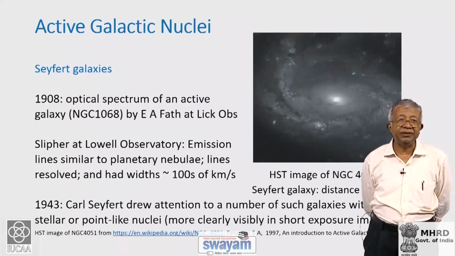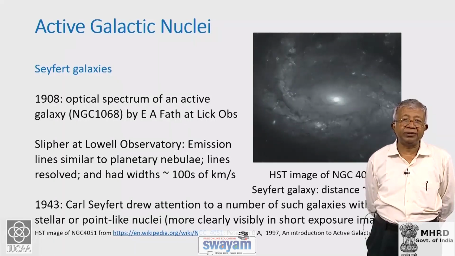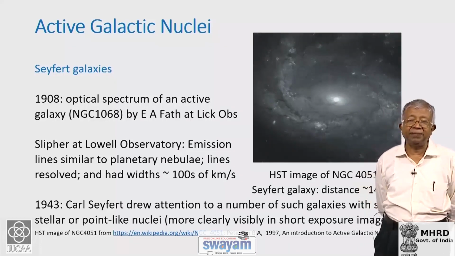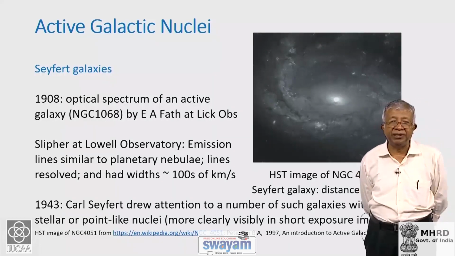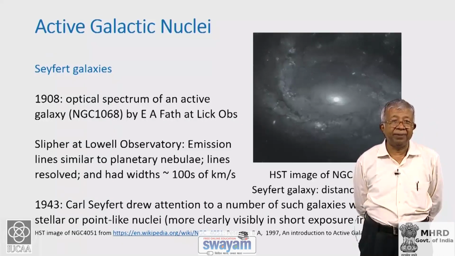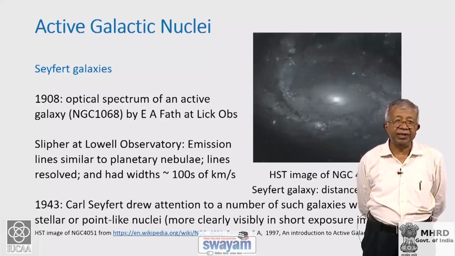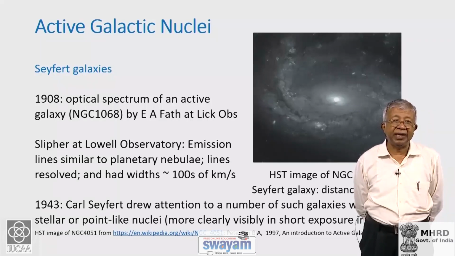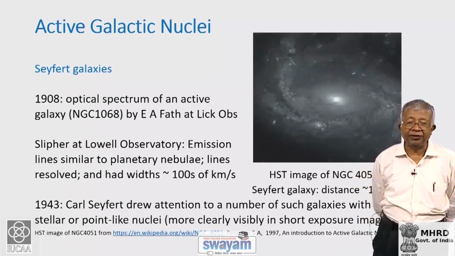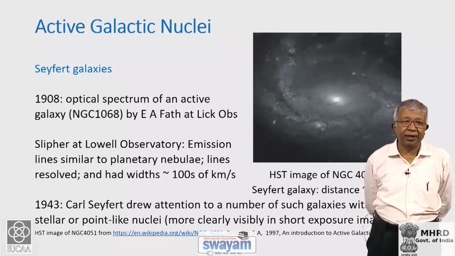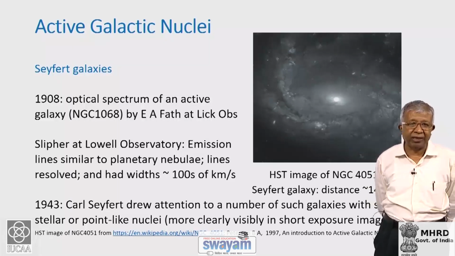It was as early as 1908 that Fath at Lick Observatory, in his dissertation, noticed the optical spectrum of the galaxy NGC 1068. It's a very archetypal Seyfert galaxy which we shall keep meeting through these two lectures, and he noticed that it has emission lines. Slipher at the Lowell Observatory had a better spectrum, and he noted that the emission lines are similar to planetary nebulae. Planetary nebulae occur during the stages of evolution of stars. They are ionized gas and you have emission lines from them.